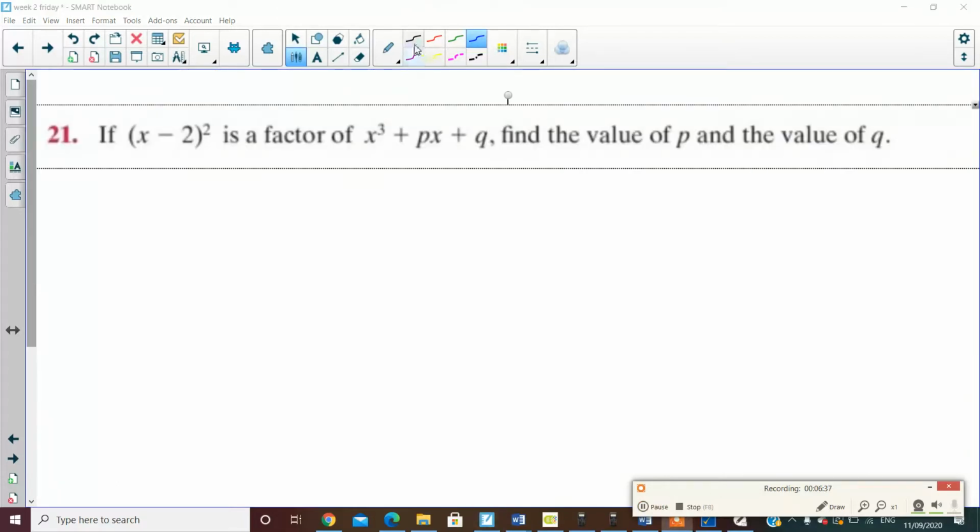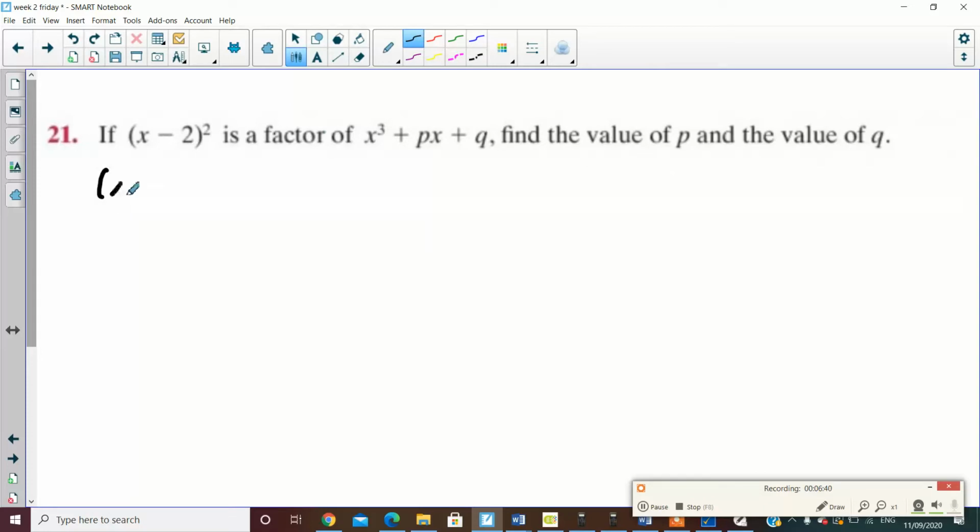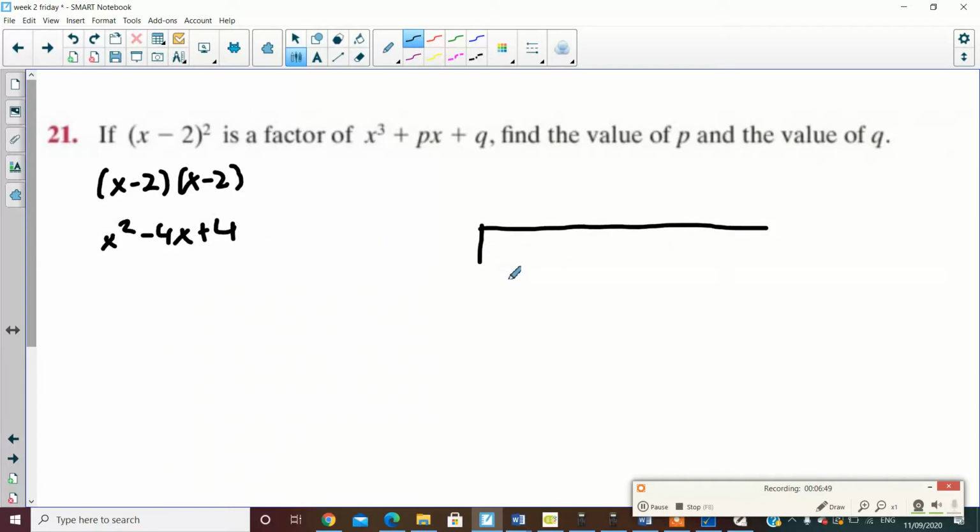Nope. First thing I'm going to do is multiply this out, and we get x minus 2 by x minus 2, which is x squared minus 4x plus 4. I'm going to do long division, so it's going to be x cubed plus 0x squared, px plus q, divided by x squared minus 4x plus 4. The remainder has to be 0. Why? Yeah, it's a factor, so it means the remainder is 0.